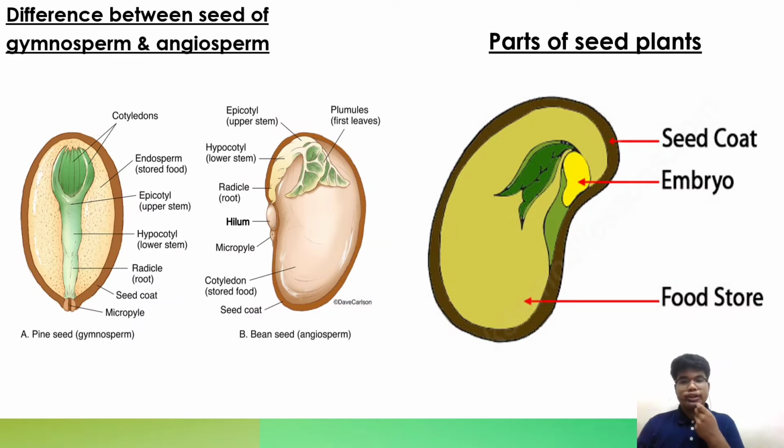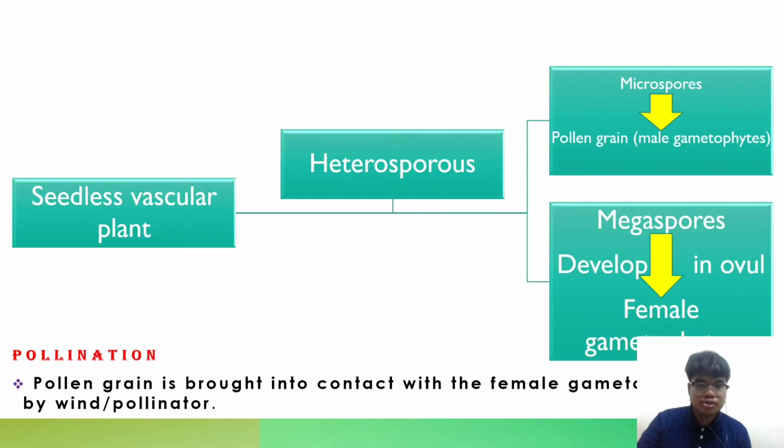In the figure, we can see the parts of seed plants, which are the embryo and food store, within the protective seed coat. This figure shows that the gymnosperm and the angiosperm have two different structures in their seed. Seed plants are heterosporous plants, which have microspores and megaspores.